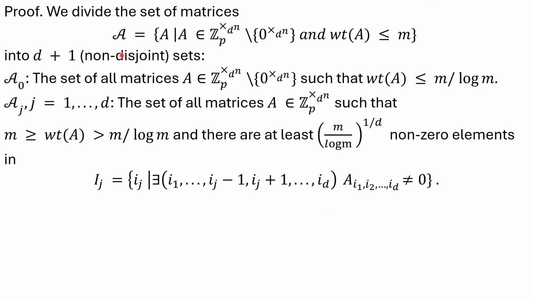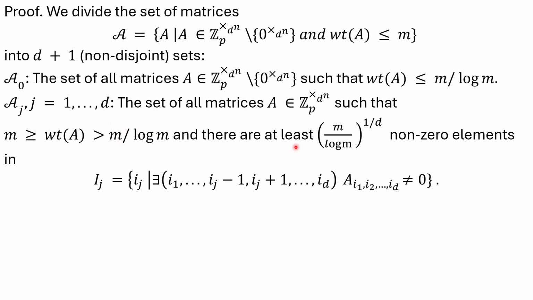This is going to be similar to what we did earlier. We divide the set of matrices A, where A is in Z_p^(n^d) but not the zero matrix, and the weight of A is less than or equal to m, into d plus 1 non-disjoint sets, meaning they can overlap. A0 is the set of all matrices A such that the weight of A is less than or equal to m divided by log m. Aj, for j going from 1 to d, is the set of all matrices A such that the weight of A is greater than m divided by log m, but less than or equal to m.